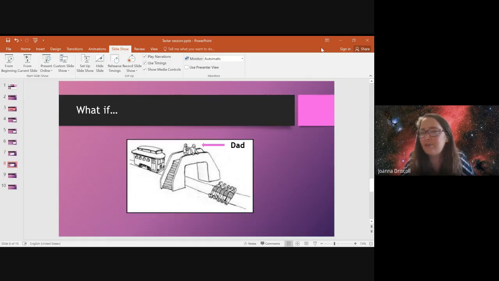Okay, just to make it more difficult, what if the person on top of the bridge was your dad or someone you knew, your friend? Would you still throw them off the bridge? And in this case, why would you throw them off the bridge, or why would you not? Does that make it better? Does that make it worse?